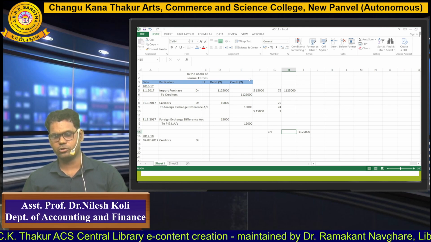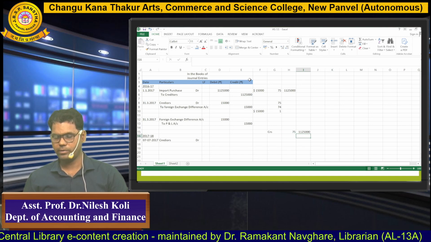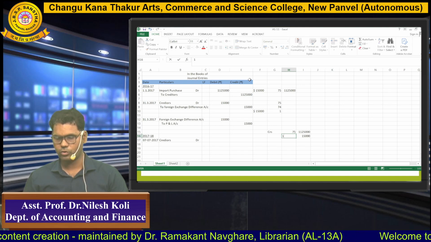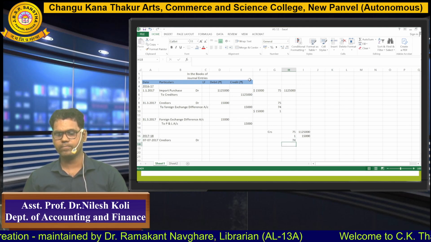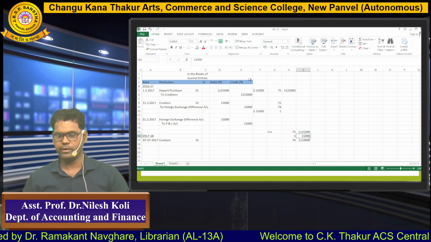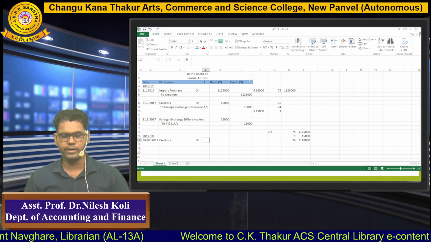That is for the $15,000. Now there is a debit item of 15,000, it means we have deducted 1 rupee. Now the rate is 74 for the creditors, so 11,10,000 is the amount. So 11,10,000 is the creditors amount.